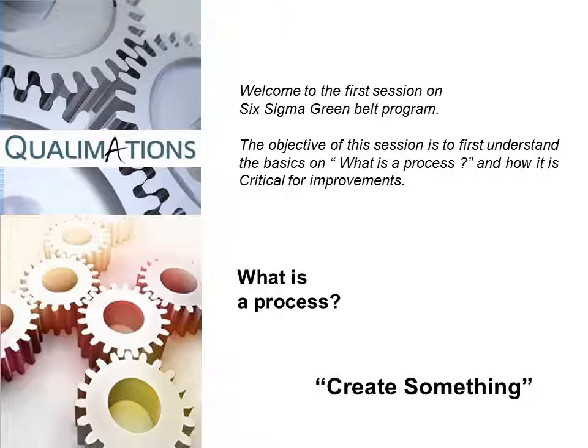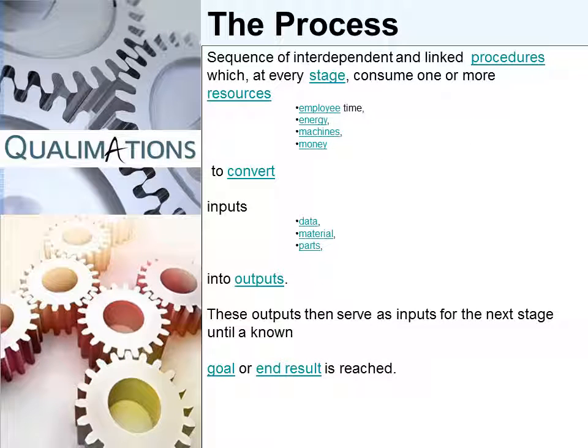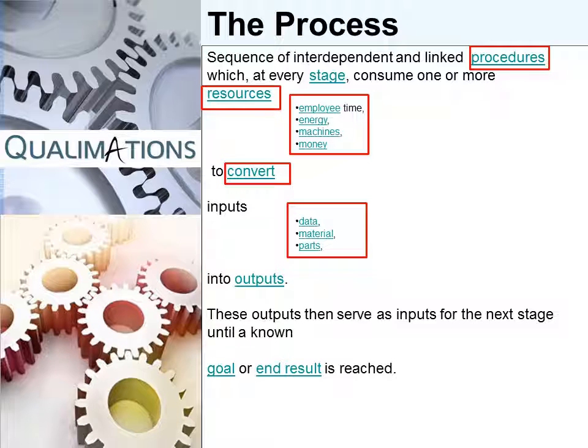So what is a process? Let us learn this in detail in this first lesson on Six Sigma. A process is defined as a sequence of interdependent and linked procedures which at each stage consume resources like employee time, energy, machines and money and convert the inputs such as material, data and parts into outputs. Thus a process is a sequence where all activities are linked as sequential steps, mostly one at a time. The change or transformation takes place in the processes.